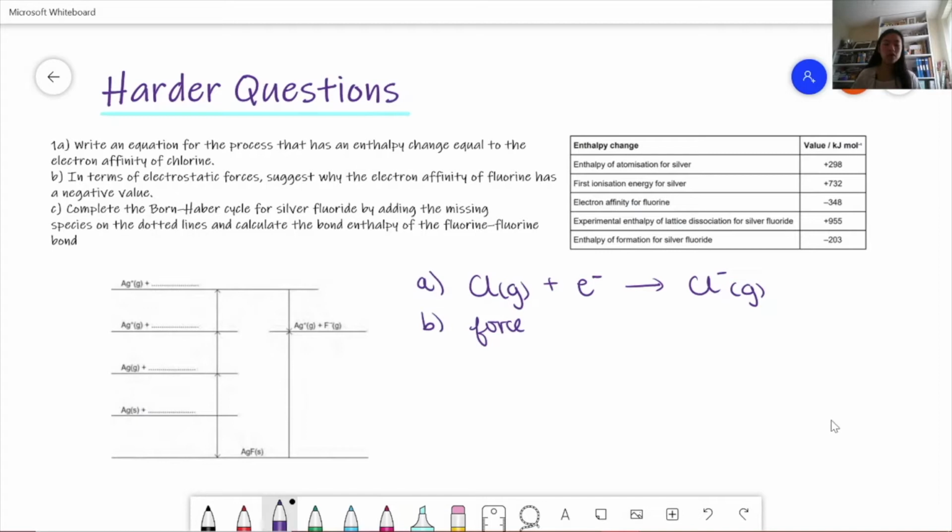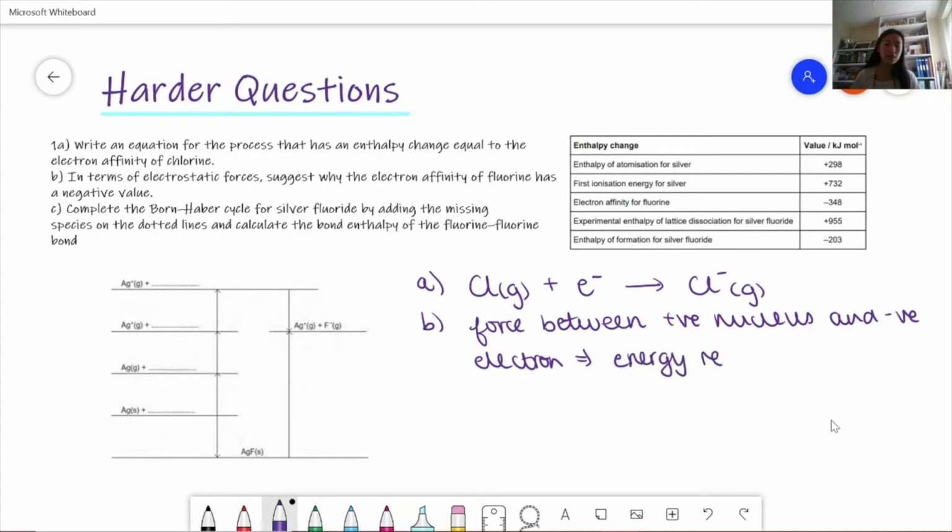So there's a force between the positive nucleus and the negative electron, and this means that energy is released.